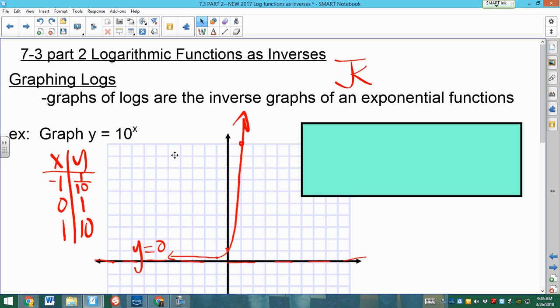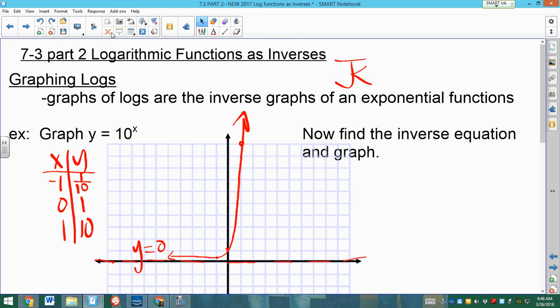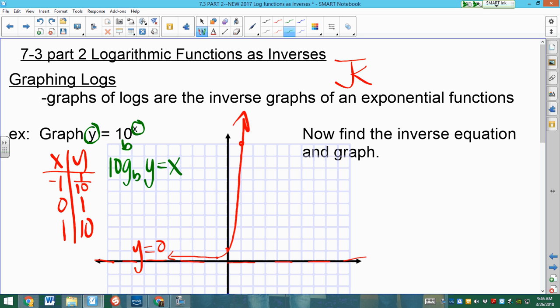Now, if we were to find the inverse equation of y equals 10 to the x, this is obviously my y value, this is my b value, and there's my x. So if I were to rewrite that in log form, that would say log base b of y equals x. And for the inverse function, I would want to flip-flop my x and my y. So if you think about that, our inverse equation is log base 10 of the x value equals y.